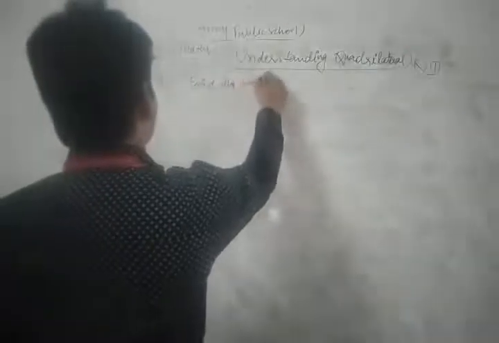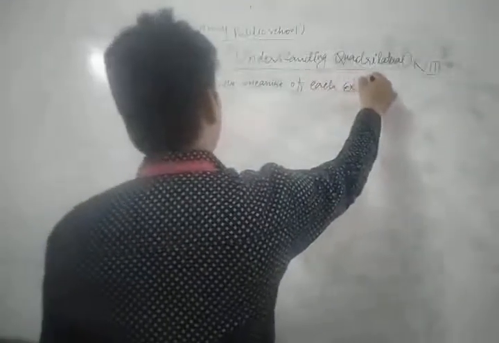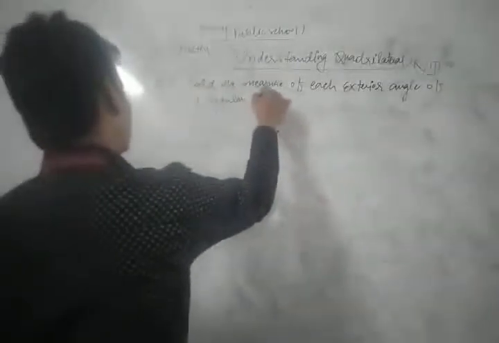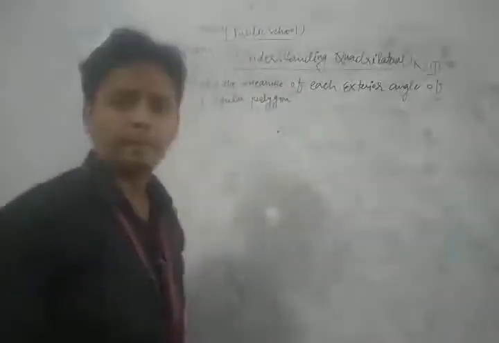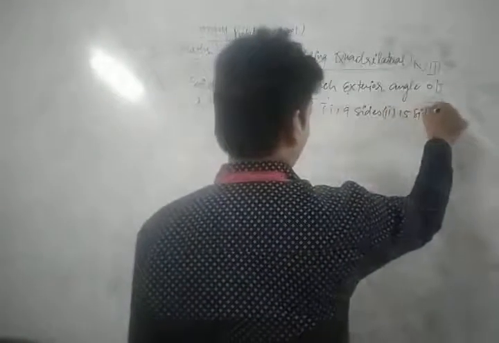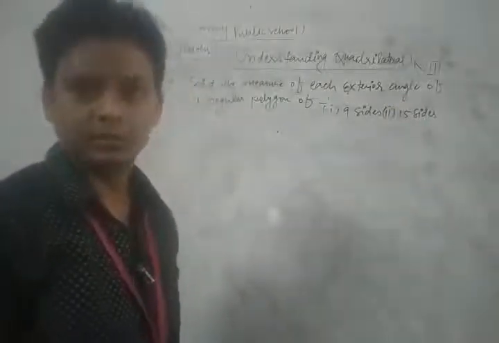The question is: find the measure of each exterior angle of a regular polygon of, first, 9 sides, and second, 15 sides.